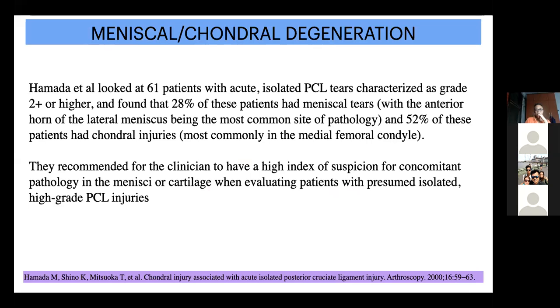Meniscal and chondral degeneration. Hamada et al. looked at 61 patients with acute isolated PCL tears characterized as grade 2 plus or higher, and found that 28% of these patients had meniscal tears, commonly involving the anterior horn of the lateral meniscus, and 52% of them had chondral injuries, commonly of the medial femoral condyle. So they recommended that the clinician have a high index of suspicion for concomitant pathology in the menisci or cartilage when evaluating patients with presumed isolated and high-grade PCL injuries.